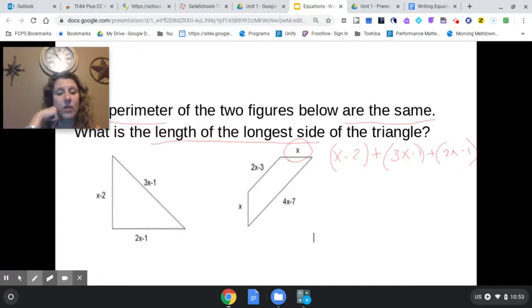I'm also going to write the expression for the quadrilateral. So if we add up all the sides, the first side is x, plus the next side is 4x minus 7, plus the next side is again x, and the fourth side is 2x minus 3.